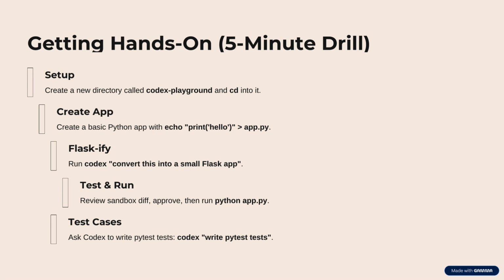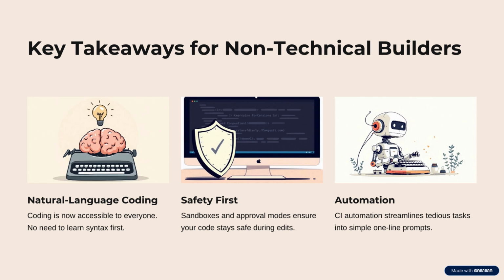Getting hands-on, 5-minute drill. If you're excited to try this immediately, here's a simple 5-minute drill to start right after this presentation. Create a simple Python file. Ask Codex to convert it into a Flask app with a health check endpoint, then have it generate tests for it. Congratulations, you've just effortlessly created and tested a microservice.